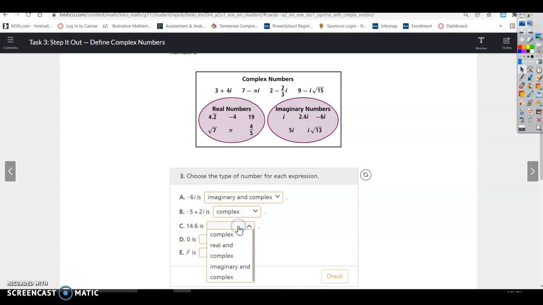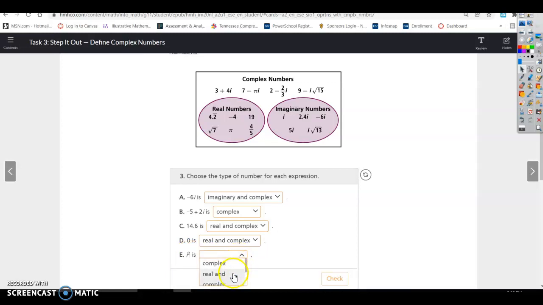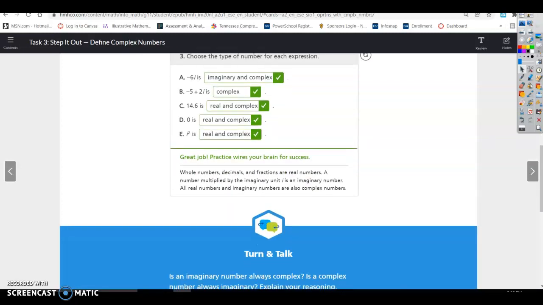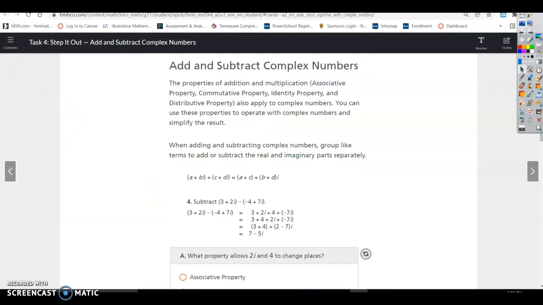14.6, that's going to be a real number. Real numbers are also complex numbers. 0 is real and complex. Now, i squared. i is an imaginary number, but i squared equals negative 1. Negative 1 is a real and complex number. All right, that's all for task 3. If you have any questions, please let me know.